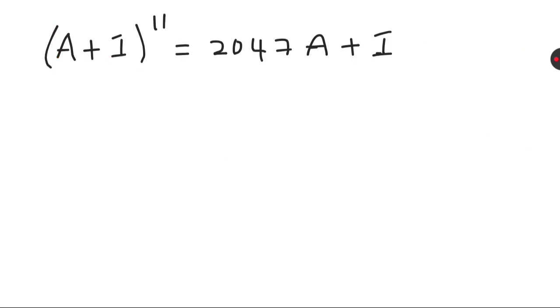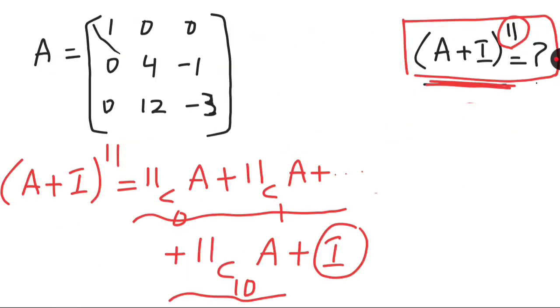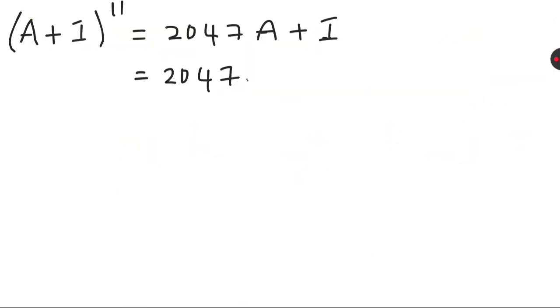So what is our given question? We need to find the sum of all the diagonal elements of (A plus I) whole raised to the power of 11. After simplifying, we got this expression: 2047 times A plus I. So now we have to take the diagonal elements of the given matrix A and the identity matrix I. What is the sum of the diagonal elements of A? 1 plus 4 minus 3, which is 5 minus 3, which is 2. The sum of the diagonal elements of A is 2.